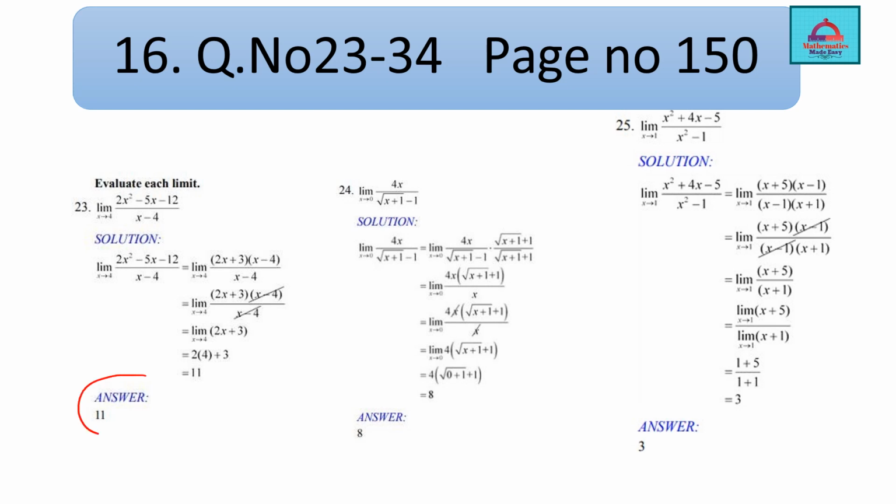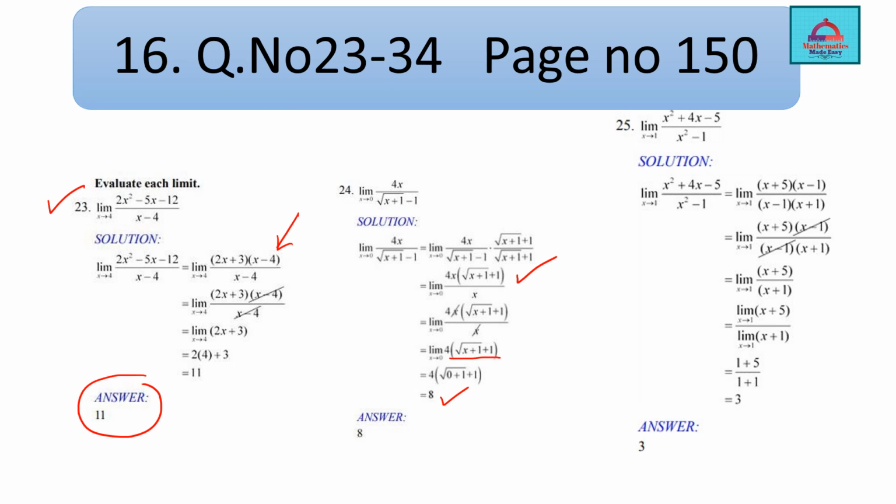Okay, so as you see, the answer is 11 for question 23. They have directly given you the factors, and I've explained how to reach these factors using middle term splitting. Next one, they did rationalization and cancelled x with x. So you are left with this limit and you put x here. The answer you'll get is 8.